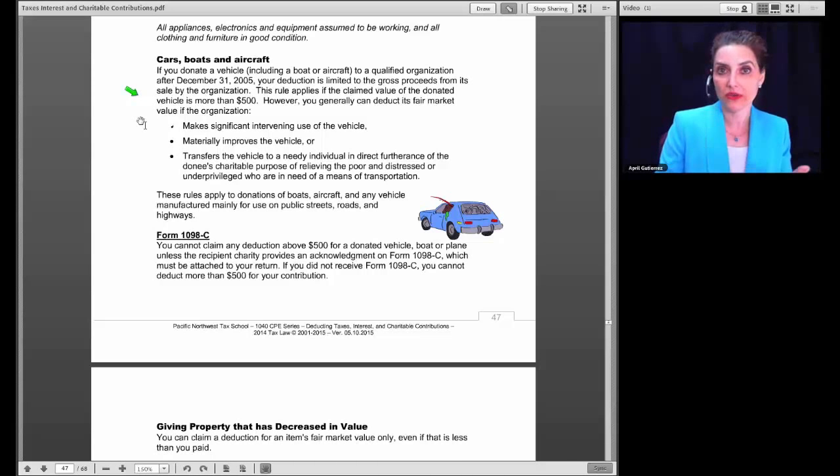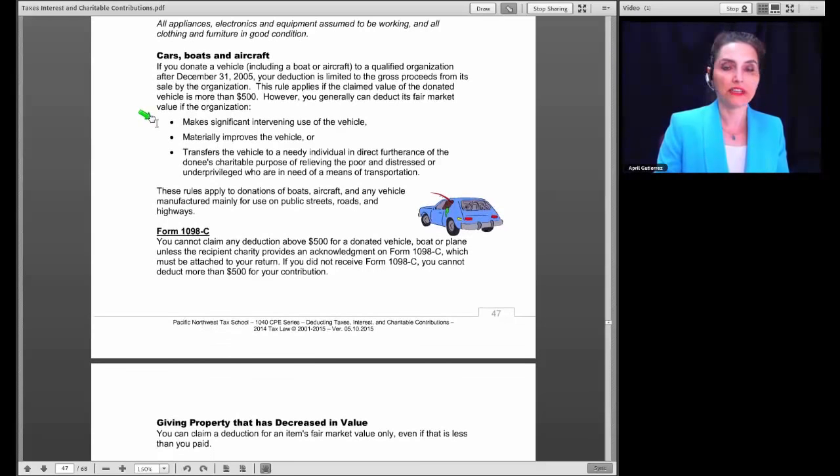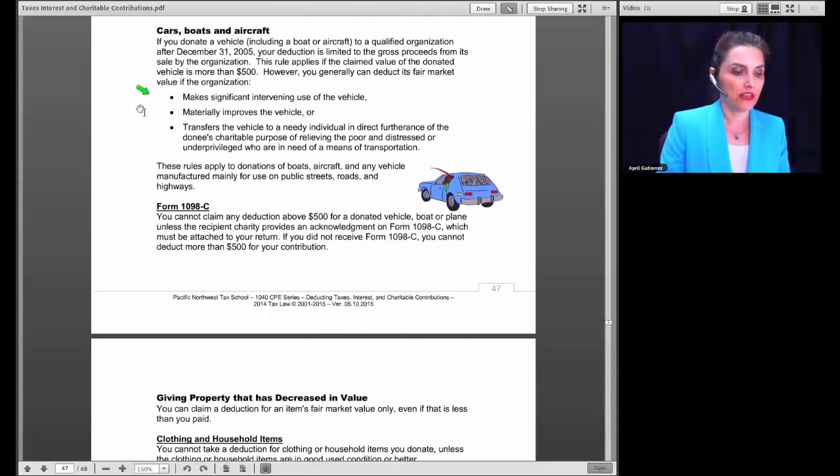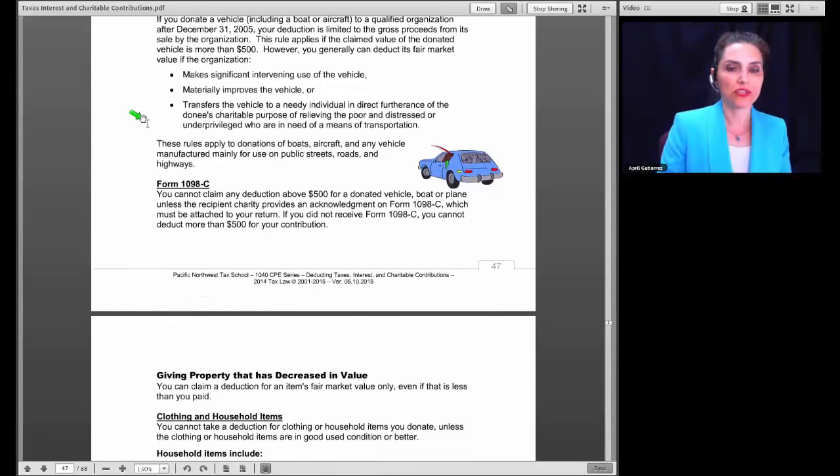You could actually use the Blue Book value for the car, but only if the organization that you make the donation to makes significant intervening use of the vehicle, materially improves the vehicle, or transfers the vehicle to a needy individual in direct furtherance of the donee organization's purpose of relieving the poor and distressed or underprivileged who are in need of a means of transportation.